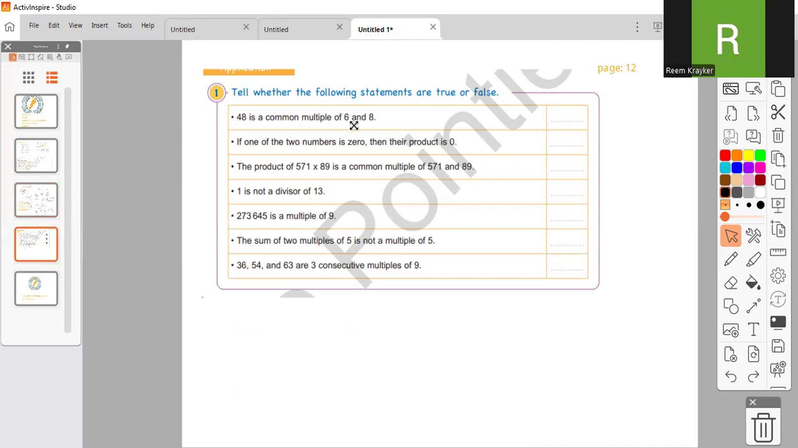Can you find 48 in the multiplication table of 6? And can you find it in the multiplication table of 8? Of course, 6 times 8 is 48. So, of course, this is true.